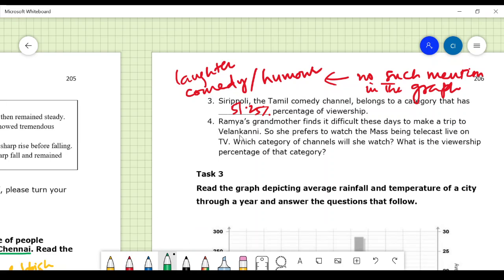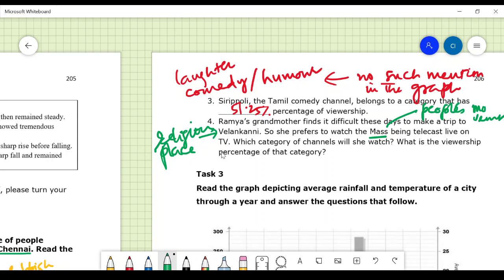Okay, the next thing is Ramya's grandmother finds it difficult these days to make a trip to Velankanni. Velankanni is a religious place. Okay, so you just have to earmark that as a religious place near Chidambaram, near Nagore or Nagapattinam. So she prefers to watch the mass. Mass being the people's movement, being telecast live on TV.